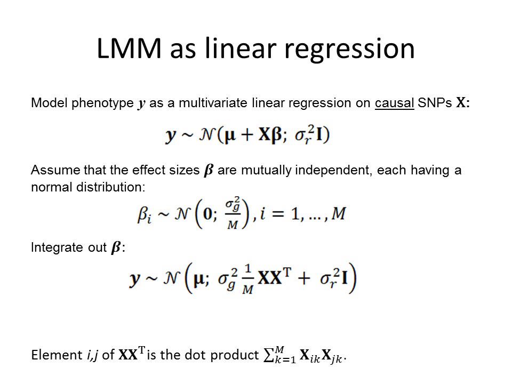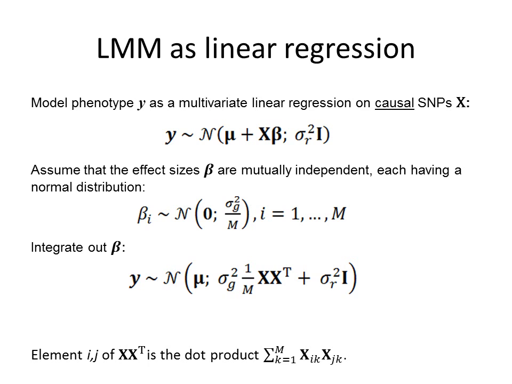So let's look at how linear mixed models can be used to estimate heritability. Before we get to linear mixed models, let's just talk about ordinary linear regression. Let's look at Y as a multivariate linear regression on causal SNPs X, as shown here. Let's assume the effect sizes beta are mutually independent, each having a normal distribution, as shown here. And finally, let's integrate out these distributions over beta.